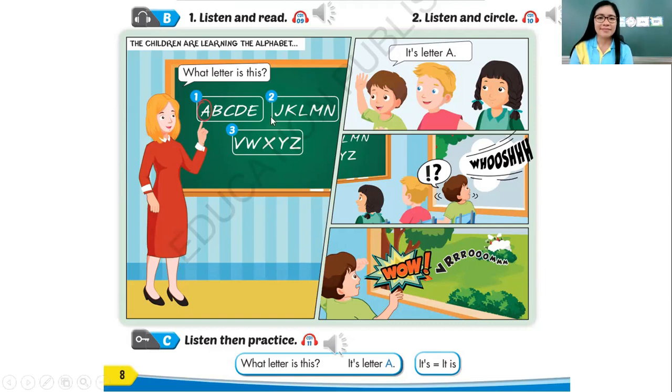What letter is this? Yes, Tom. It's letter A. Yes, that's right. Can you see the circle? This is an example. Now listen and circle. 2. And what letter is this? It's letter L. Yes, letter L. 3. What letter is this? I know, it's letter X. X, X! Yes, that's right. Wow! What's that?